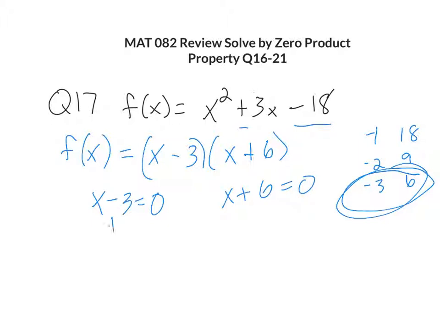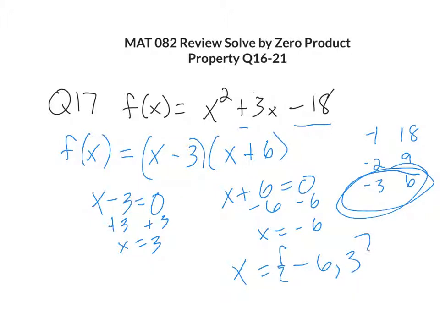To get rid of minus 3, I have to add 3. So x equals 3. And to get rid of plus 6, we're going to subtract 6, and have x equals negative 6. I would write this, x equals negative 6 comma 3. You'll see I put negative 6 first. This isn't necessarily a requirement. It's just typical form to put the smallest number on the left, and so negative 6 is smaller than 3, so I've listed it first.